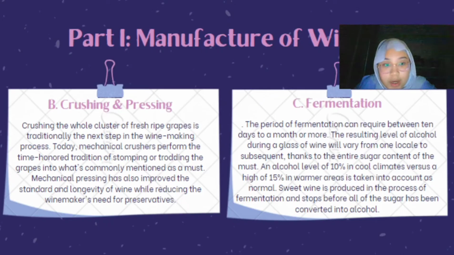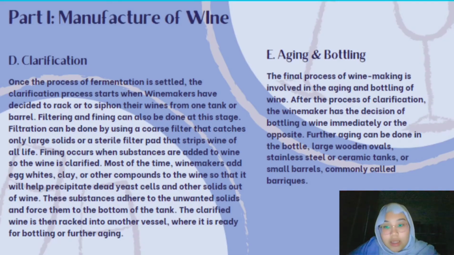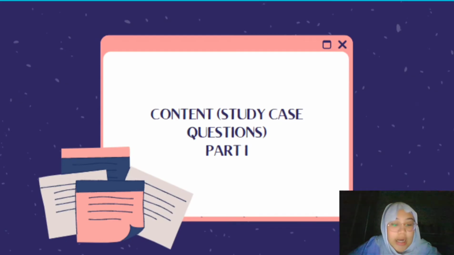The second part of the manufacture of wine is crushing and pressing. The third step is fermentation. The fourth step is clarification. Once the process of fermentation is settled, the clarification process starts when winemakers have decided to rack or to siphon their wines from one tank or barrel. The process of winemaking also involves aging and bottling. Next, I will continue with my content, the case study questions, part 1.